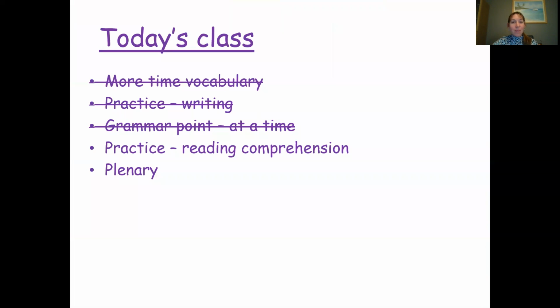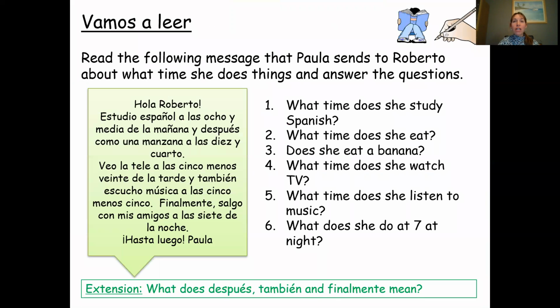Muy bien. And now let's practice all of that with a reading comprehension. So vamos a leer. We're going to read. I would like you to read the following message that Paula sends to Roberto about what time she does things, and then answer the questions. There are 6 questions there in English. You can answer them in English as well, after reading that text and digesting it and understanding it as you go. There's an extension task also. What does después, también, and finalmente mean? So pause this video and give yourself about 4 to 5 minutes to complete that task.